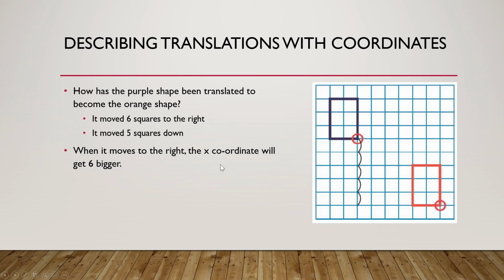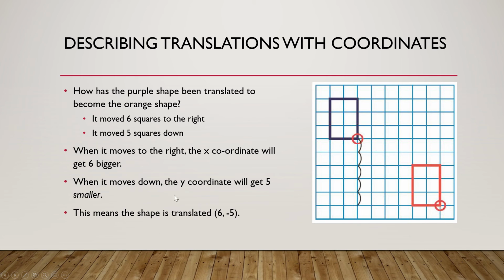When it moves to the right, the x coordinate will get 6 bigger. The numbers are going to get bigger as we go this way. When it moves down though, the y coordinate is going to get smaller because it's lower down. Then to write this as a translation with coordinates, you'd say it moves 6 in the x-axis, 6 positive going right, and minus 5 because it's going down. If it was going up, it would be positive 5.